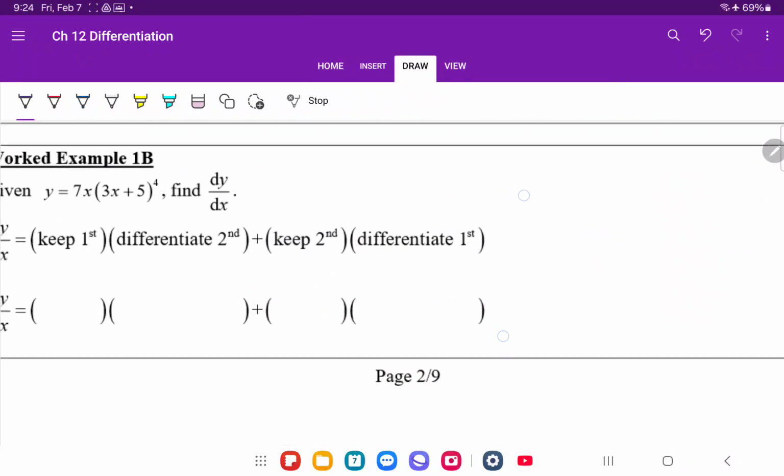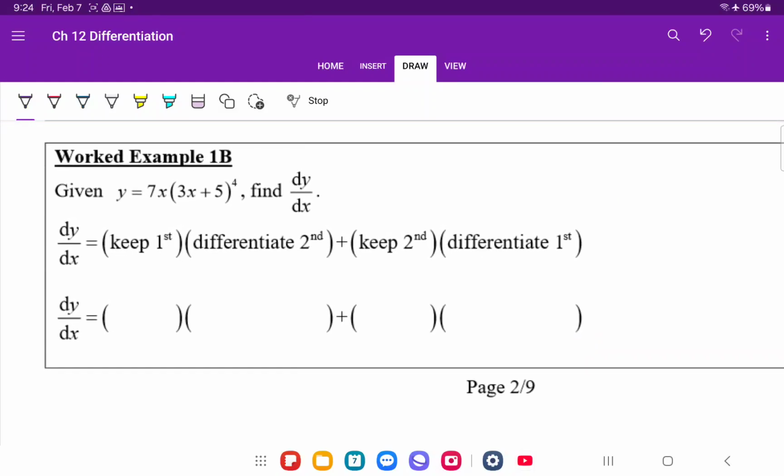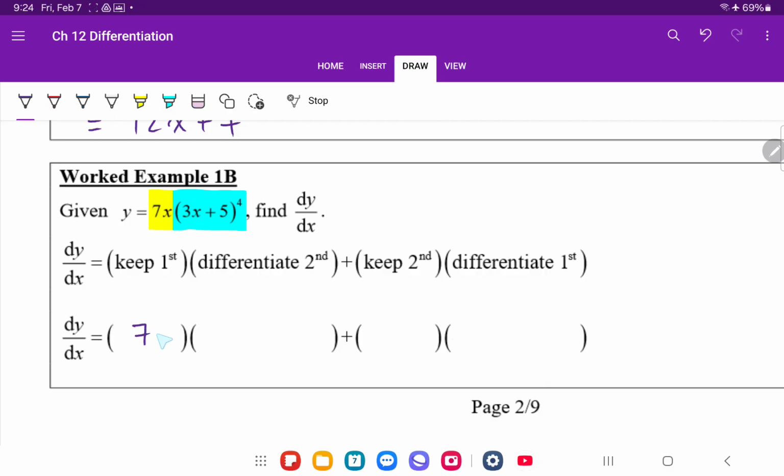Now the product rule can also be applied for cases where you do not see two brackets, but you still see an expression multiplied by another expression. This is again a product, and hence we must do product rule. Okay, keep the first. So 7x, just copy down. Differentiate the second. Now differentiating this is a bit complicated. This is actually chain rule. Okay, take note, you must do a chain rule for this part.